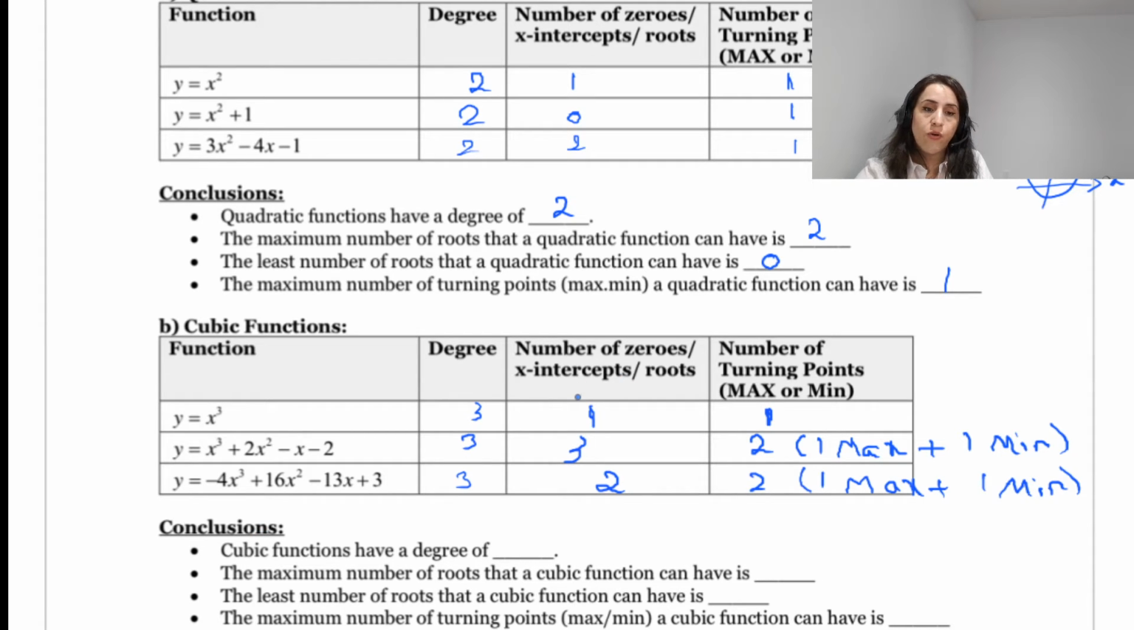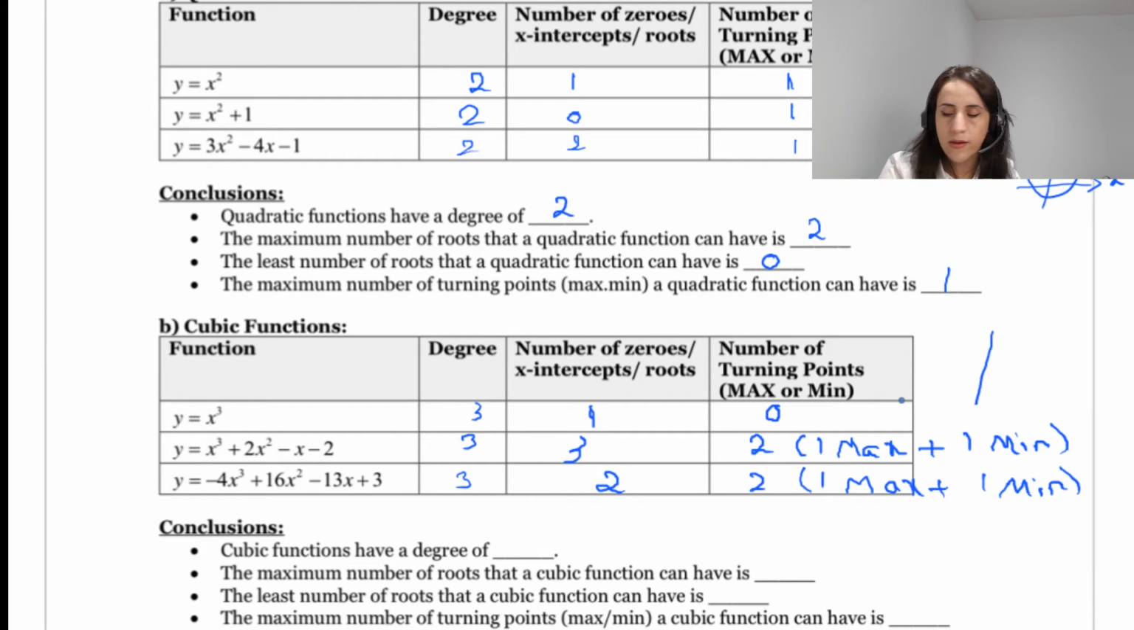For the number of zeros, or x-intercepts, here x to the power of 3 makes just 1 x-intercept. Here, x to the power of 3 plus 2x squared minus x minus 2 makes 3 x-intercepts. And this one makes 2 intercepts. For the number of turning points, the number of turning points for x to the power of 3 is 0 because it doesn't make any turning point.